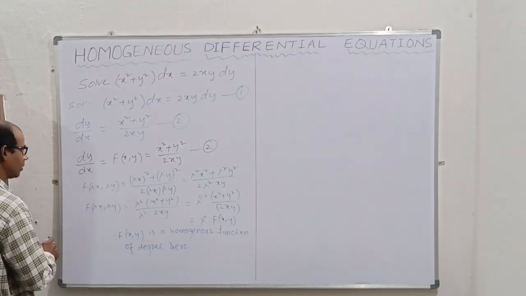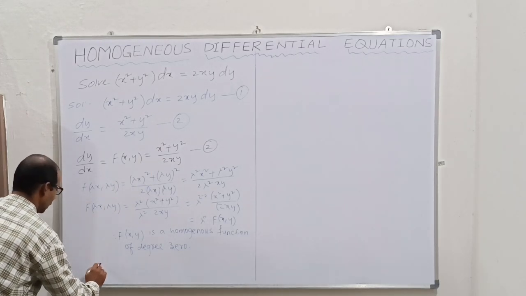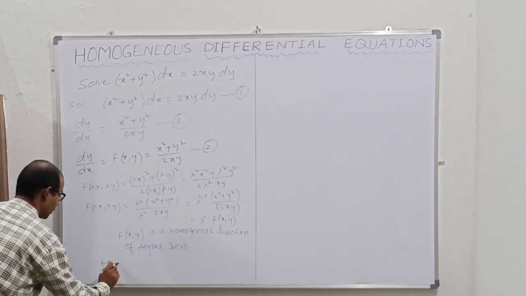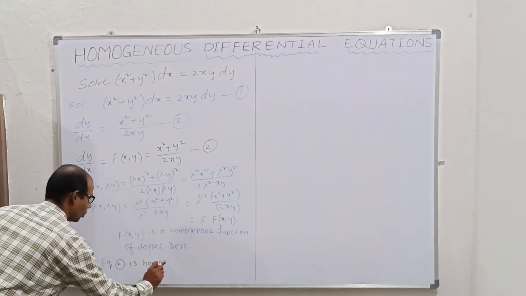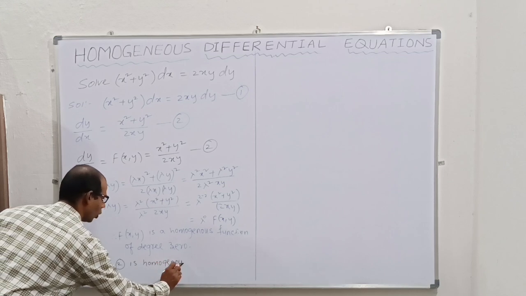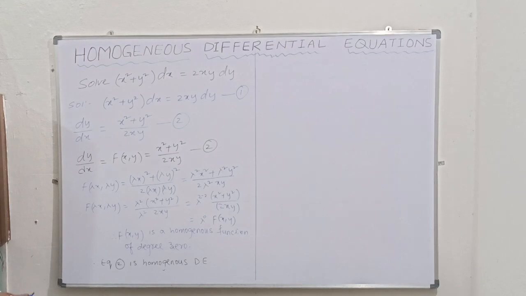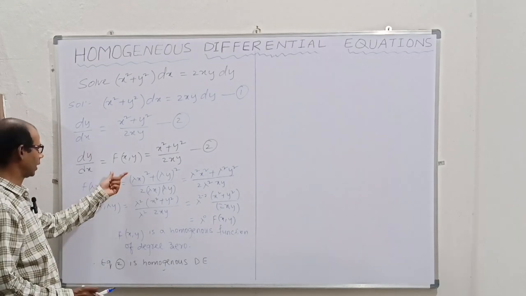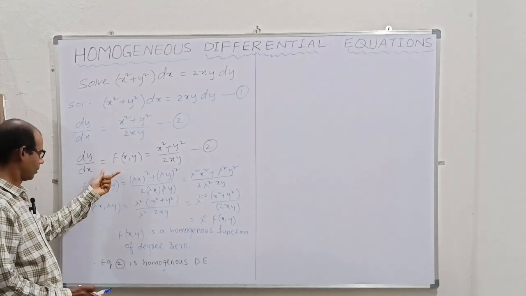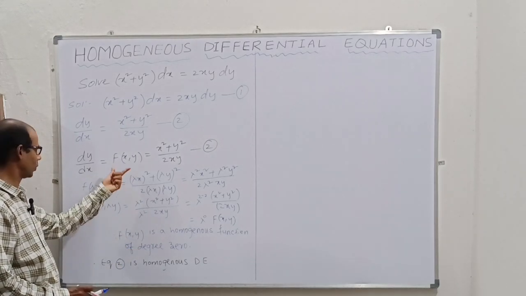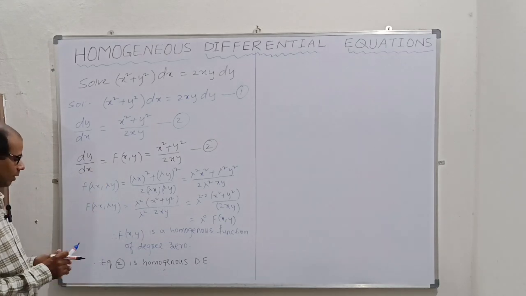So therefore, equation 2 is a homogeneous differential equation, right? This is a homogeneous function, so the differential equation is homogeneous. So the function is a homogeneous function of degree 0. So therefore this equation number 2 is a homogeneous differential equation, right?